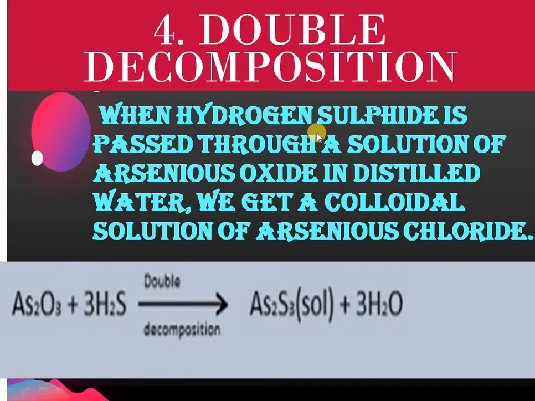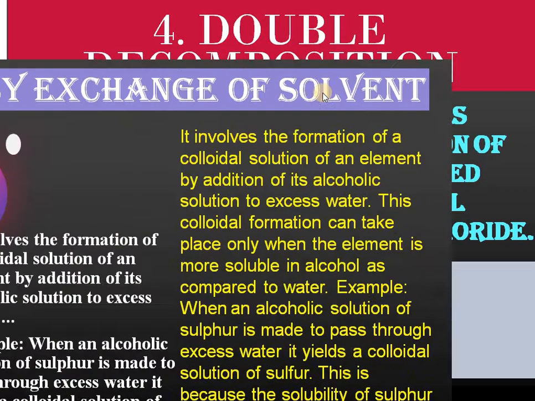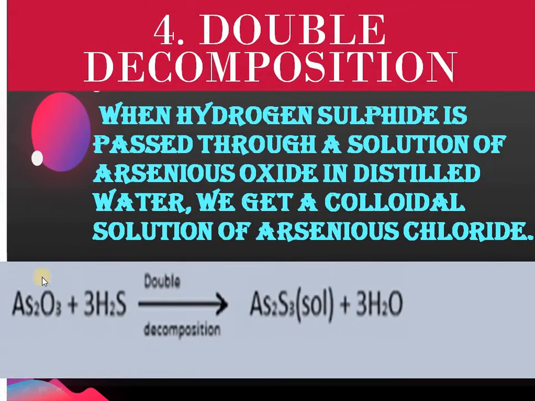Moving to the next, double decomposition. Here the word double means twice. Two times the decomposition will take place. For example, this will move from here to here and this will move from this to this. So formation of water and a colloidal solution takes place by double decomposition when hydrogen sulfide is passed through a solution of arsenious oxide in distilled water, and we get a colloidal solution of arsenious sulfide.